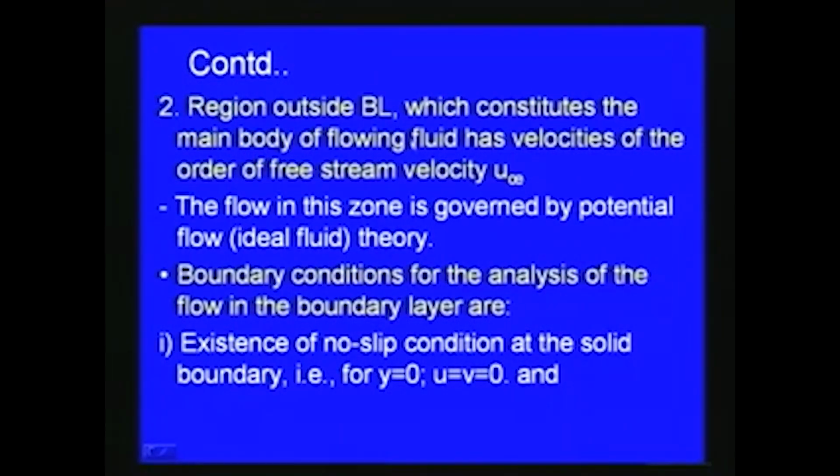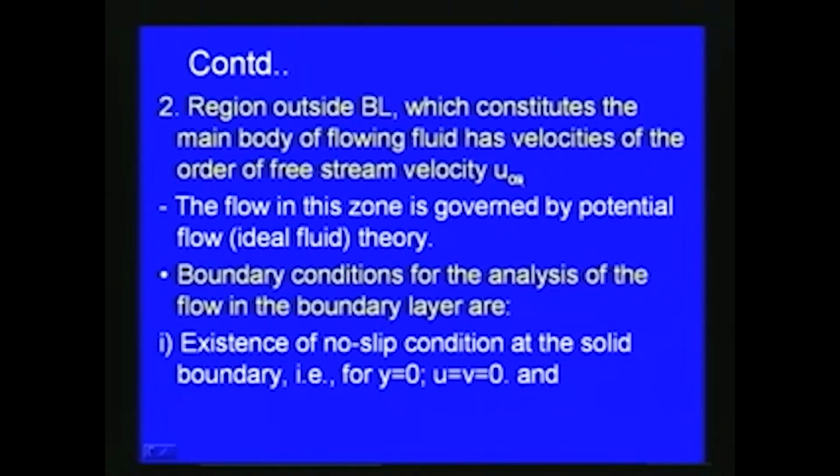So Prandtl divided the flow into two regions. One region is where the boundary layer formation takes place, that is, as per the definition we have already seen for the boundary layer, where the velocity change of 99% occurs up to that thickness, which is the boundary layer thickness we defined. In this first region, Prandtl showed that the Navier-Stokes equations are valid, and we can directly apply them. Then he defined a second region outside the boundary layer, which constitutes the main body of the flowing fluid, which has velocities of the order of the free stream velocity u infinity.